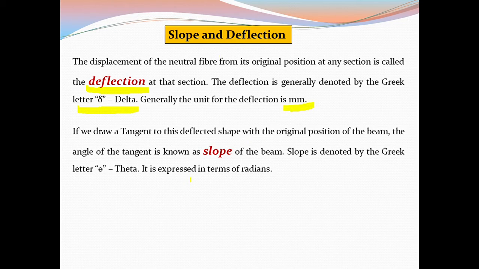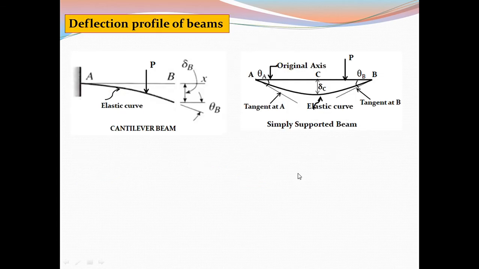And what is slope? If you draw a tangent to the elastic curve, the angle between the original profile of the beam and the tangent is known as slope of the beam. Slope is denoted by the letter theta. And what is the unit for this theta? That is radians. So here we have two diagrams. One is the deflection profile of a cantilever beam. Another is the deflection profile of a simply supported beam.